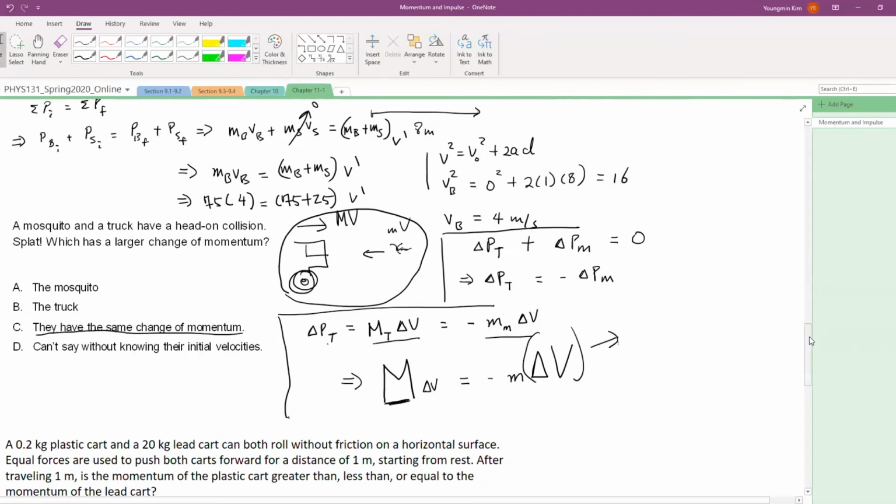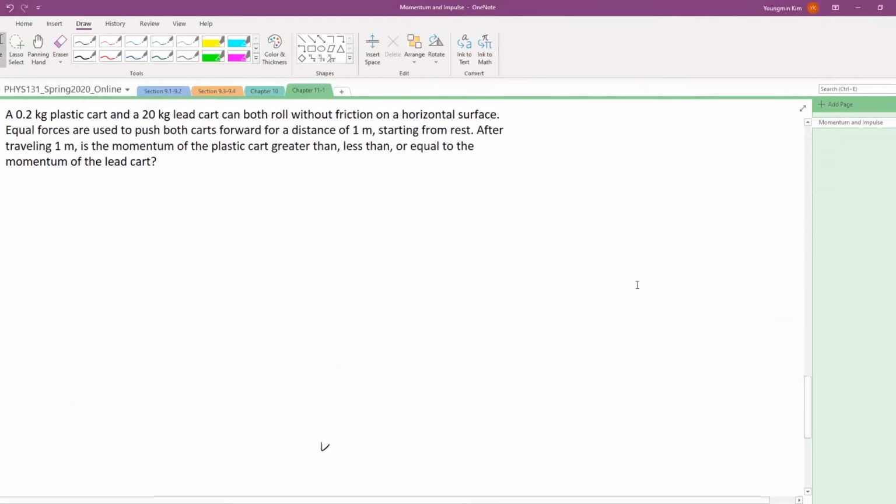Let's now consider one last example. This is one of the homework problems. So consider now a 0.2 kilogram plastic cart and a 20 kilogram lead cart. So you have the mass of the plastic cart, that is 0.2 kilogram. And then you have the mass of the lead cart, that is 20 kilogram.